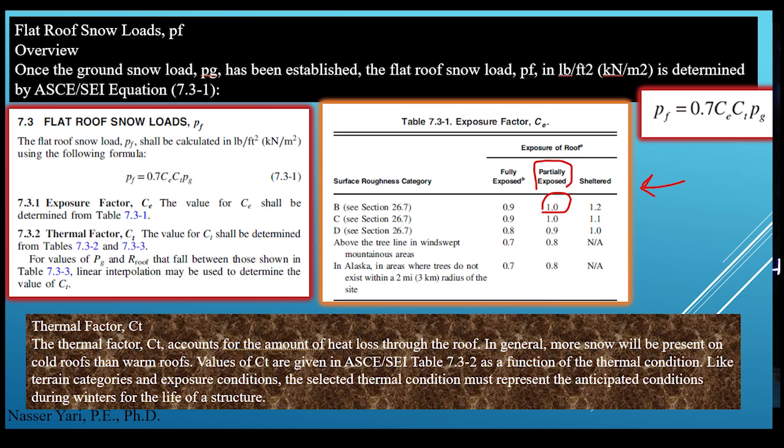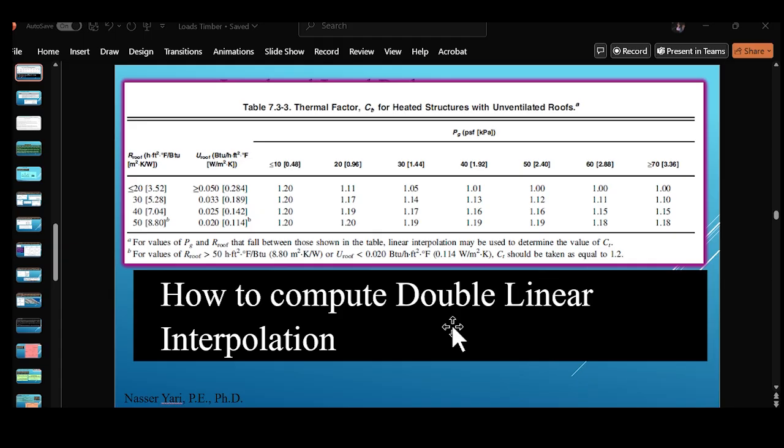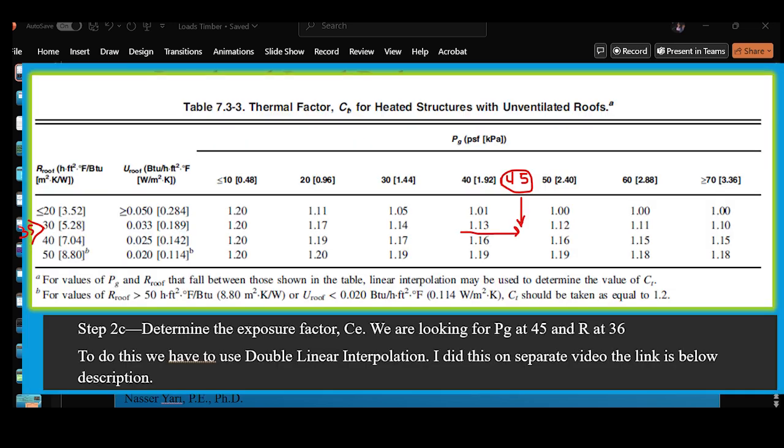Step 2C is, we need to go to table 7.3.3 to calculate the thermal factor. The information we have is that the R value we're looking for is about 35, between 30 and 40, which we don't have here. And the pg we have is between 40 and 50. It's 45, which you don't have here. That's why we have to compute a double linear interpolation.